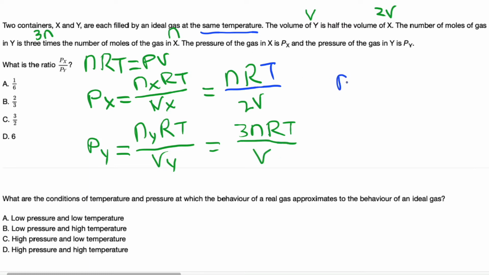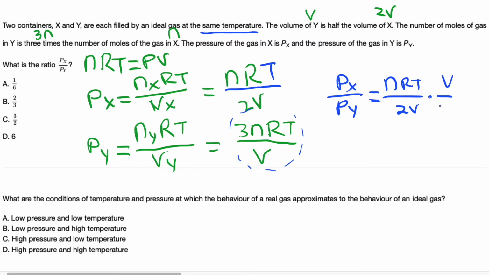So now we know that Px over Py is going to be equal to nRT divided by 2V multiplied by the reciprocal of this equation here, which is equal to V over 3nRT, and we can cancel all terms here, and this is going to be equal to 1 over 6. Right. So the answer is A.